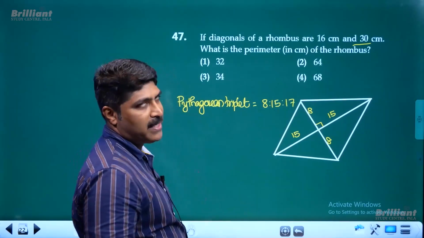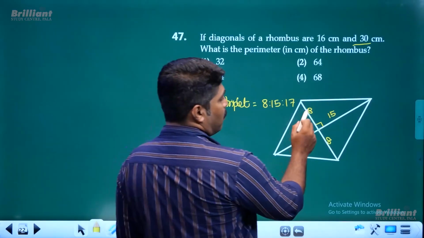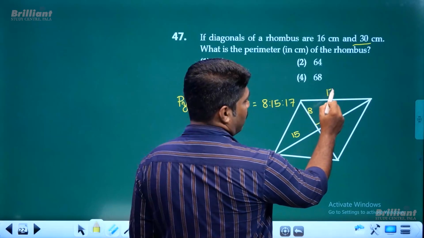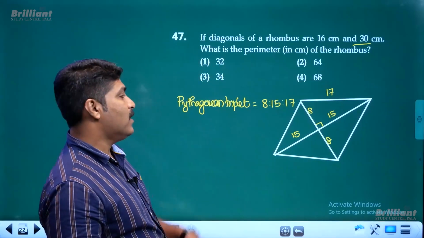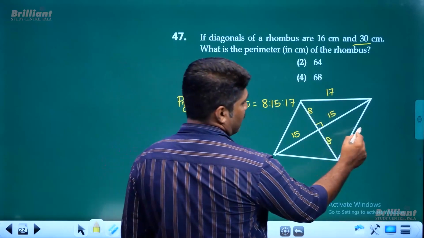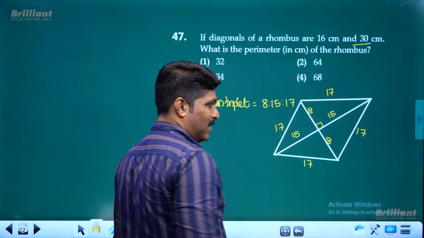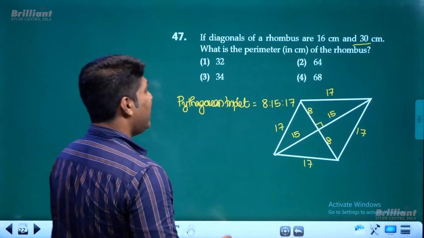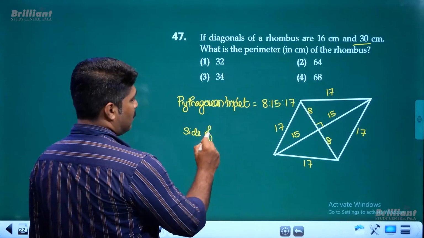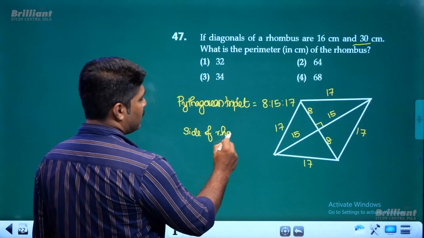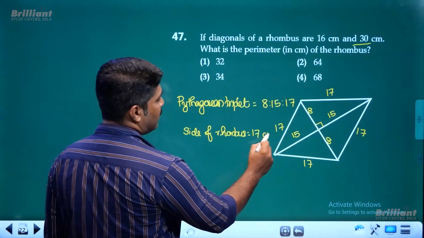You can directly apply it. Otherwise, you can apply the Pythagoras theorem. So here, root of 8 square plus 15 square, that's equal to 17 square. 17. So therefore, its third side, that is 17 in each case. Clear? Means side of the rhombus. Side of rhombus. So that is 17 centimeter.